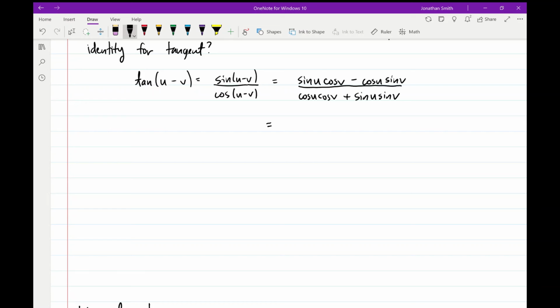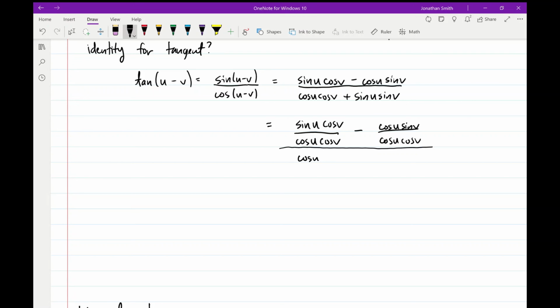We can take the top and the bottom, and we can multiply by 1 over cosine u times cosine v. So this seems a little bit strange or arbitrary, but it's going to end up simplifying down nicely. So we multiply everything inside of this expression by 1 over cosine u times cosine v, and we end up with this expression with a bunch of different fractions. So here's just the numerator that we've now multiplied by 1 over cosine u cosine v.